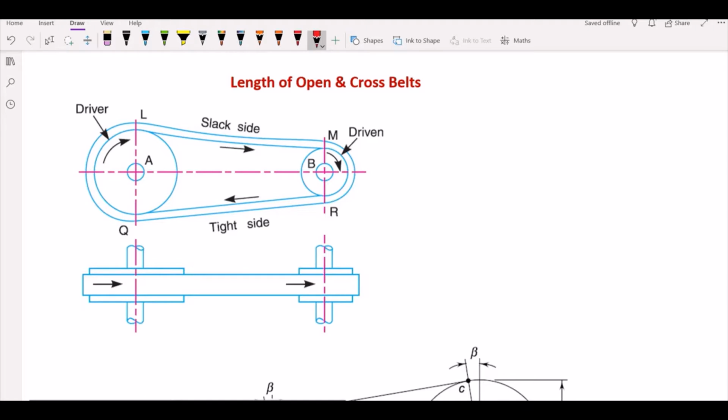If you want to calculate your speed ratio or velocity ratio, this is your N1 and this will be your N2. So N1 by N2 gives your speed ratio or velocity ratio. Okay, so let us try to understand the derivation for the length of the belt now.